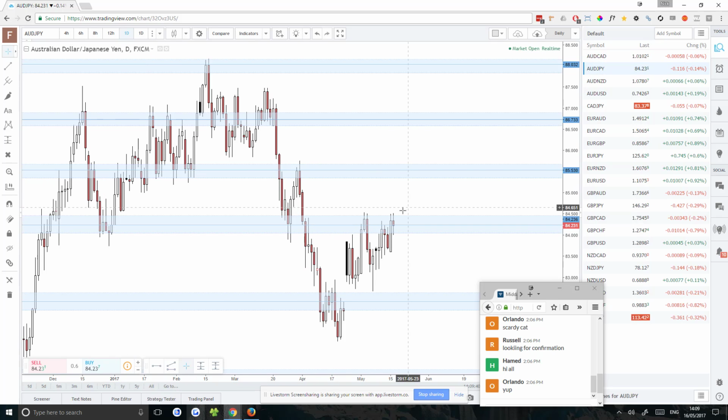AUD/JPY, what's going on with AUD/JPY? Oh, it's got indecision forming at resistance.